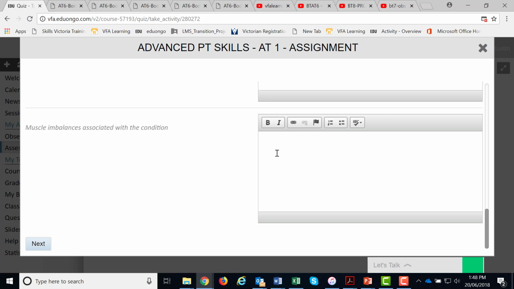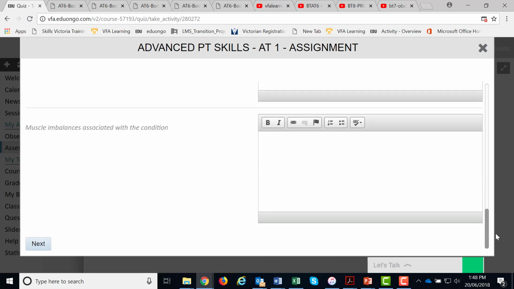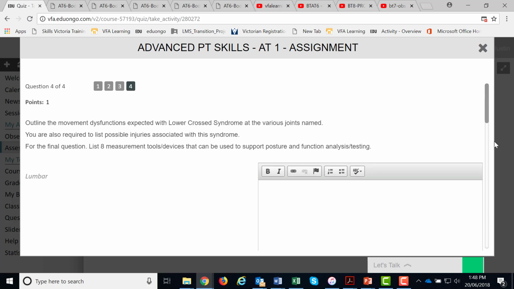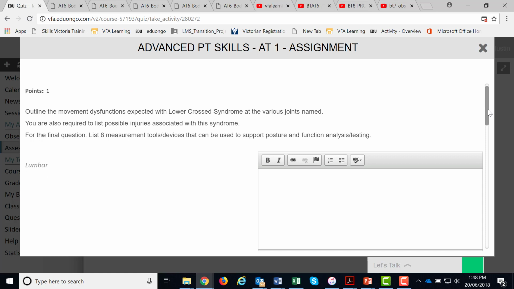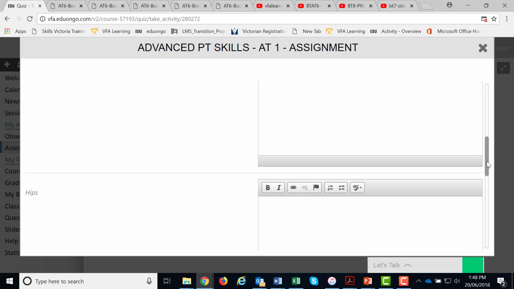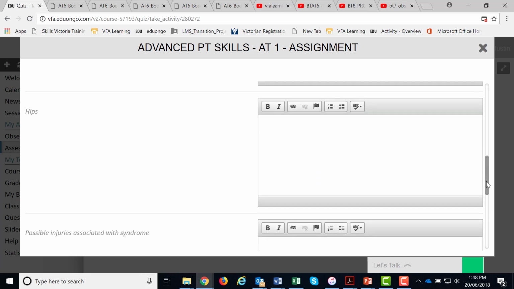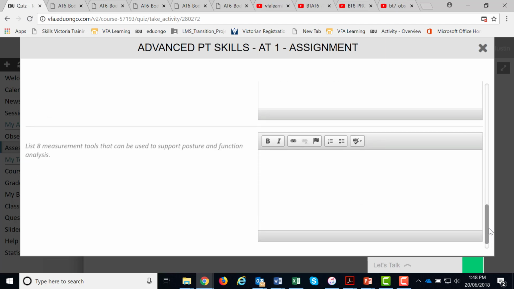Muscle imbalances. Again, what muscle imbalances are causing the issues above? So again, we're looking at deviations and muscle imbalances. Once we get to 4, we're again looking at movement dysfunction. So with lower cross syndrome, lumbar, what movement dysfunctions would you get there? At the pelvis, at the hips, again, is there going to be limited or excessive movement based upon this syndrome? Possible injuries associated with the syndrome.